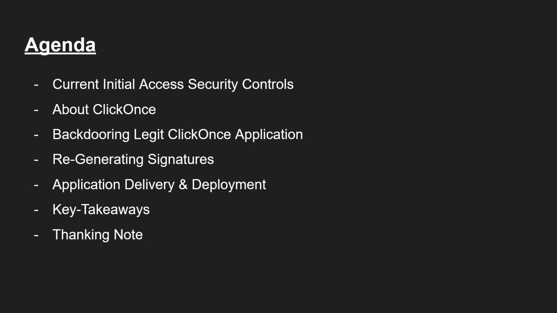There are a lot of things to cover for this day, and a lot of internals to deep dive into as well. Then we will see how we will be backdooring a legit ClickOnce application that we have found out in the wild. Then regenerating signatures: once we have modified the third party trusted application, how we will regenerate the signatures and make sure that it works as is, without breaking the functionality of the legit application.